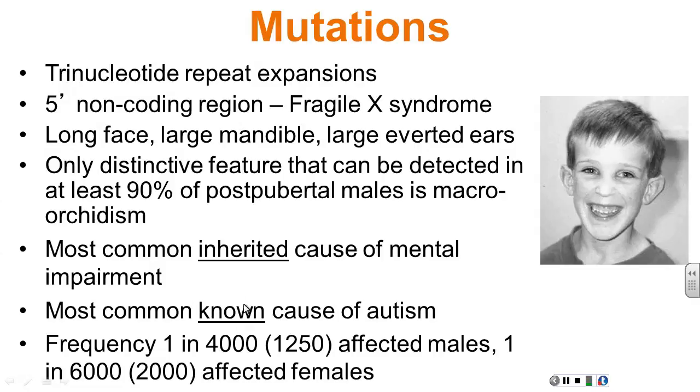This is the most common known cause of autism. Now, it's a very tiny percentage of autism patients, probably like 1%. In most cases, we don't know what causes autism, but the people with Fragile X will have autism-like symptoms. I've given you a couple of frequencies here. I don't expect you to memorize these. Depending on what source you look at, you're going to get a different number. That's why I can't hold you to the number.